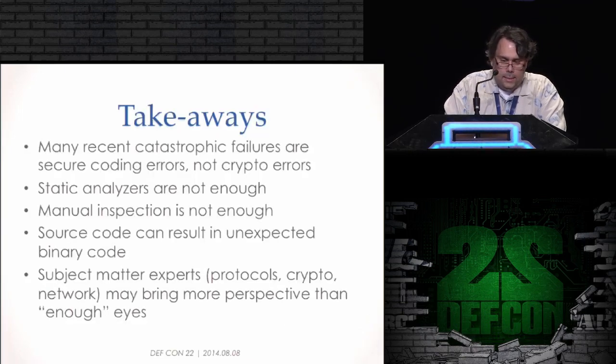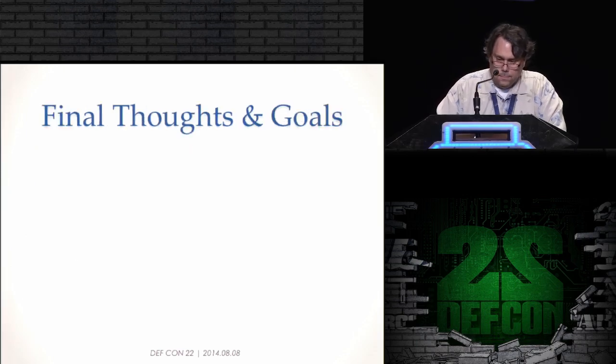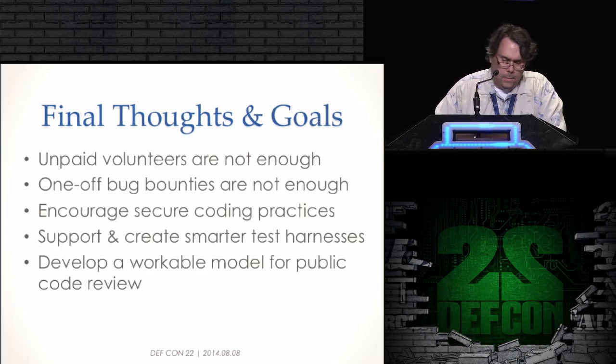So takeaways, again, most of the catastrophic failures were secure coding errors. They weren't crypto errors. We have a long tradition of that. Tools are important, but they're not enough. And subject matter expertise is crucial. Also, in terms of the unpaid volunteers, volunteers are also crucial.